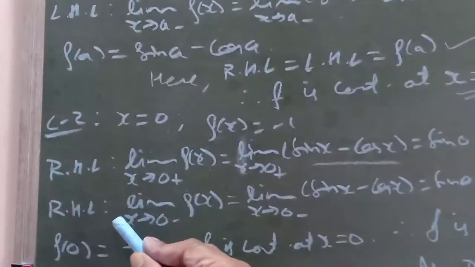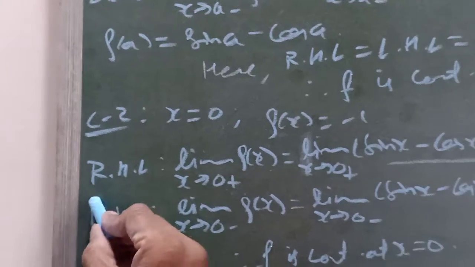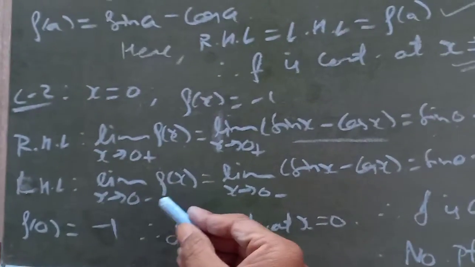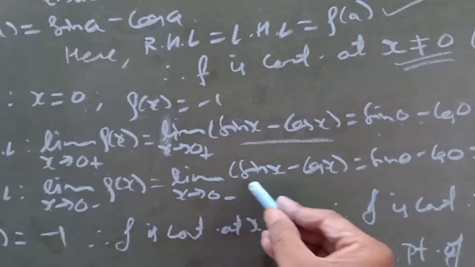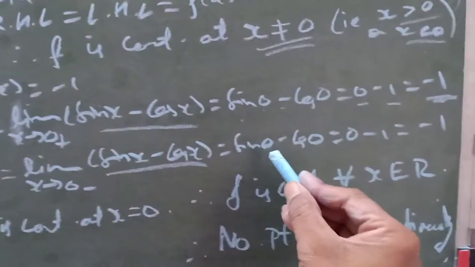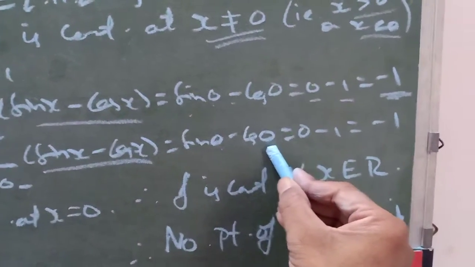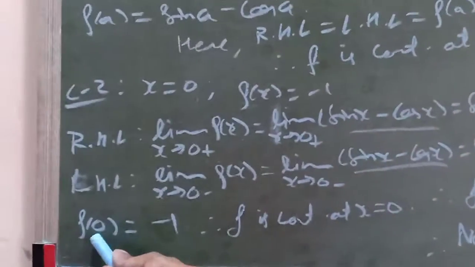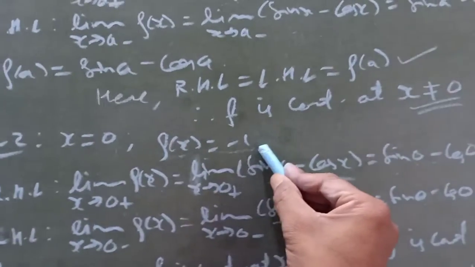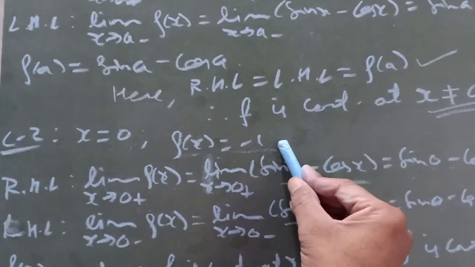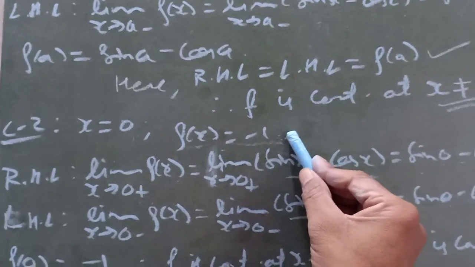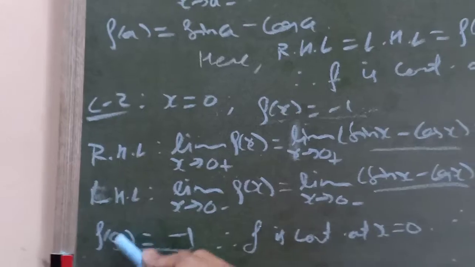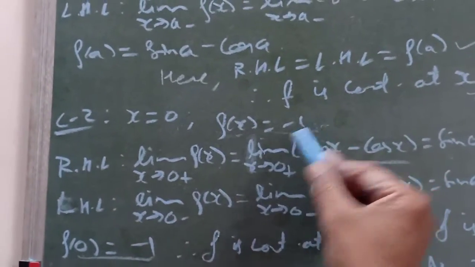Now we will find the left hand limit. That is equal to limit x tends to 0 minus f(x), which is equal to limit x tends to 0 minus sin x minus cos x. In place of x you put 0, sin 0 minus cos 0, after applying the working rule, 0 minus 1 is equal to minus 1. And the value of the function f(0), we already know f(x) is minus 1, so f(0) will be minus 1, because on the right hand side there is no x, so it will remain as it is, minus 1.